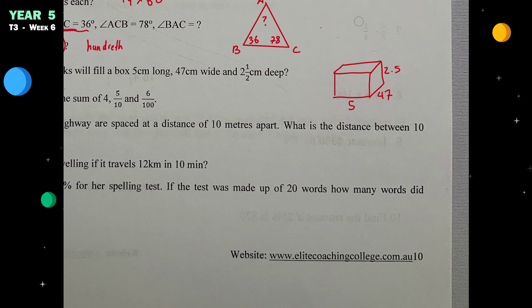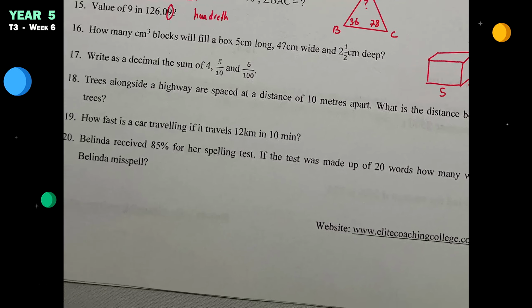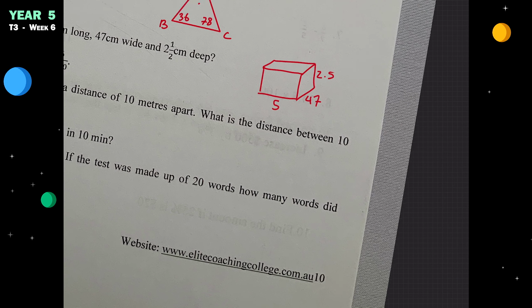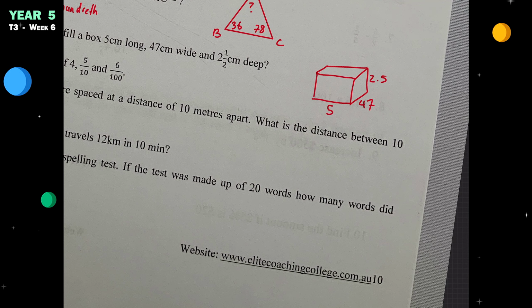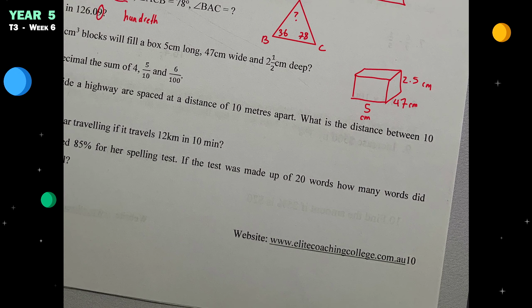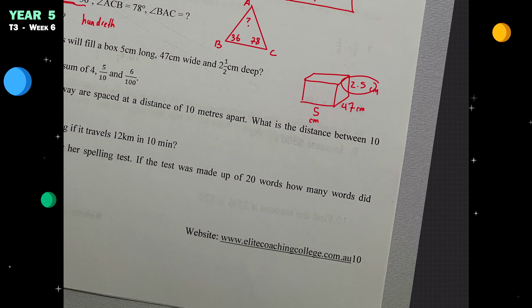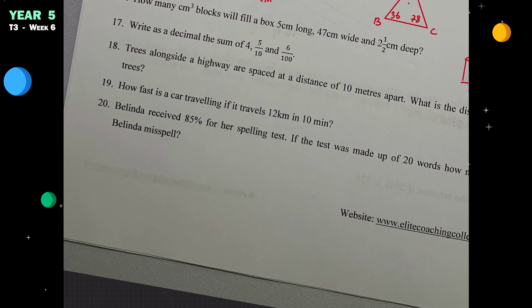All right. Now it says, how many centimeter cubes is this? Well, these are all centimeters, right? This is centimeters, this is centimeters, and this is centimeters. So what they're really asking for is the volume of this rectangular prism. So you want to find the volume, multiply all the numbers together. Well, I'll let you do that yourself actually.